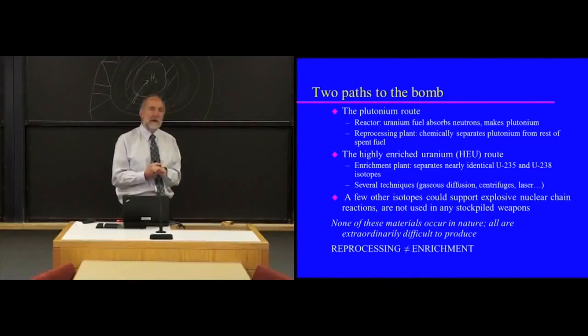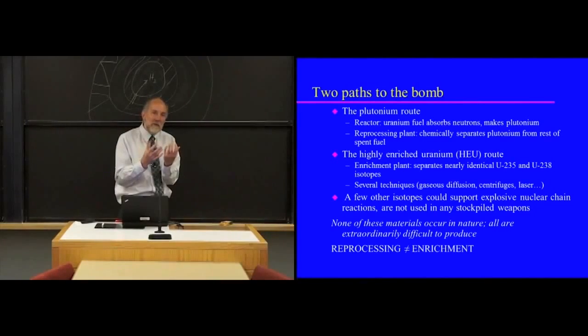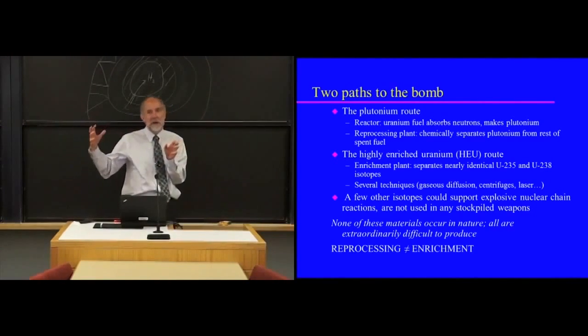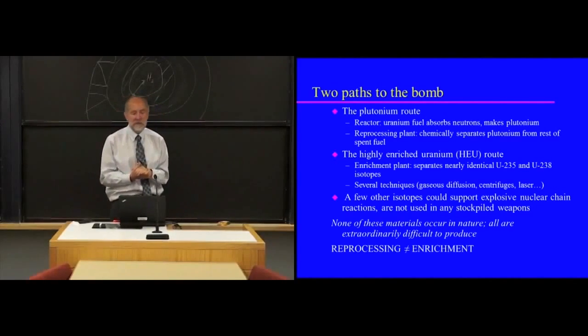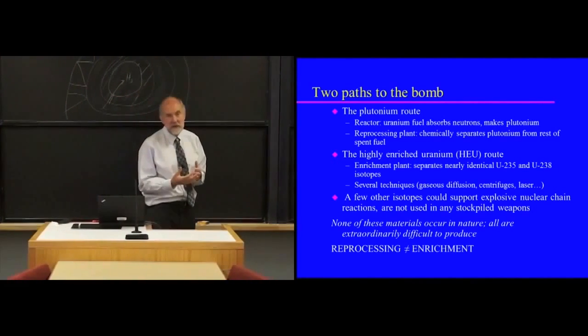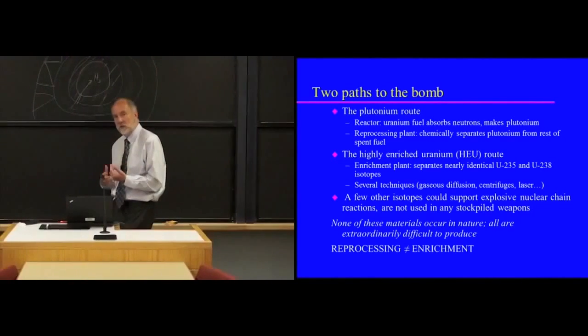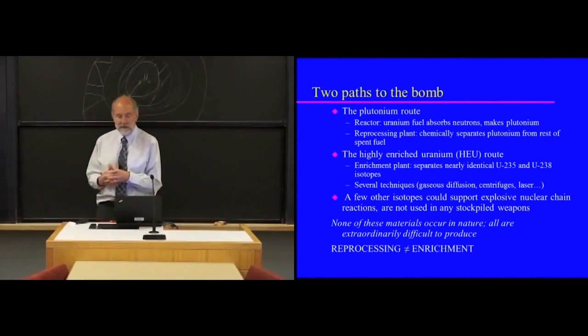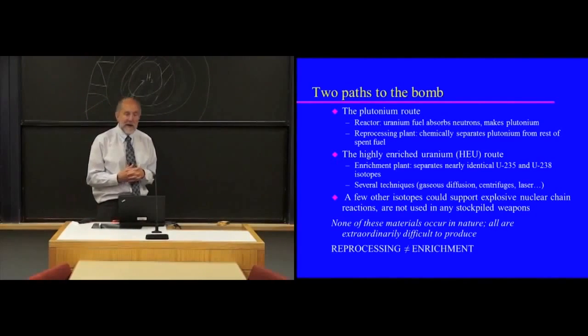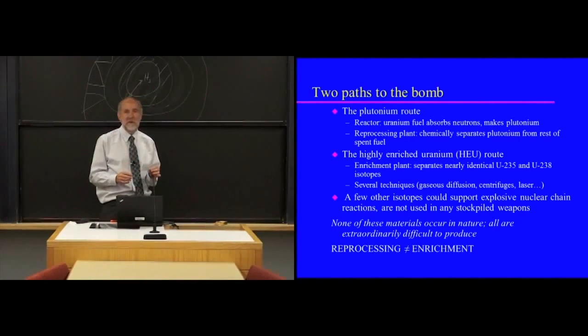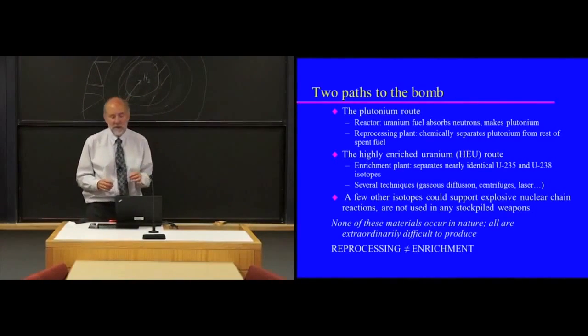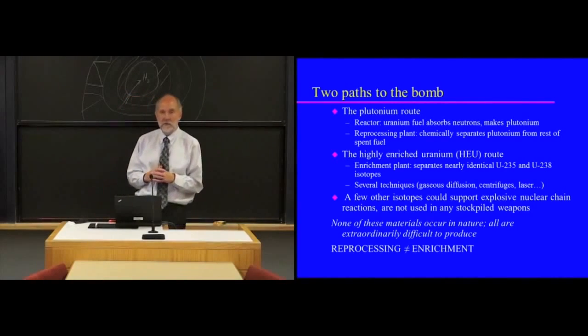Okay? So how do I separate out the teeny amount of uranium-235 from that huge amount of uranium-238? Well, there's several techniques, and I'll talk about them today. There's gaseous diffusion, centrifuges, laser. Now, as I mentioned last time, none of these materials occur in nature. All of them are very difficult to produce.